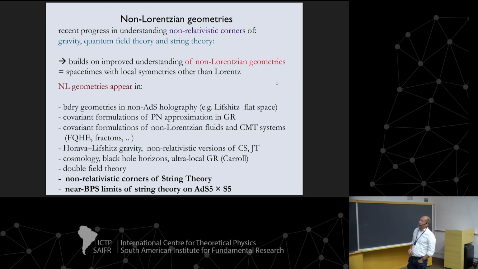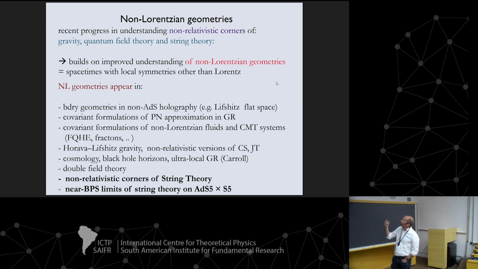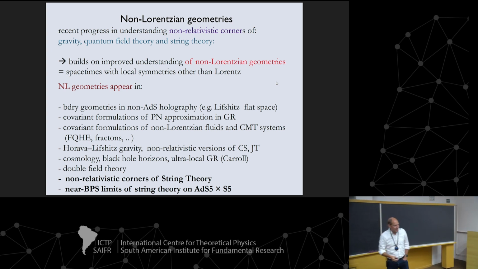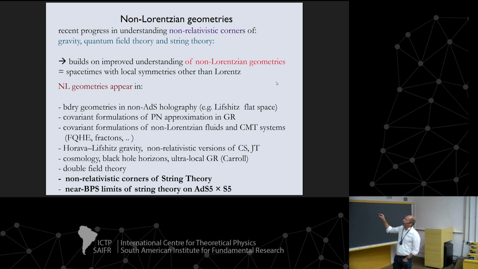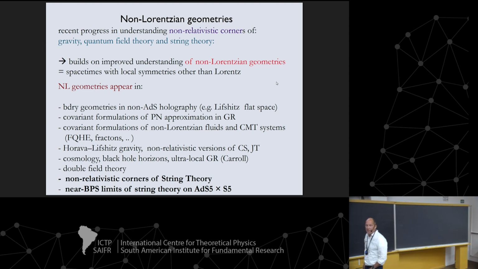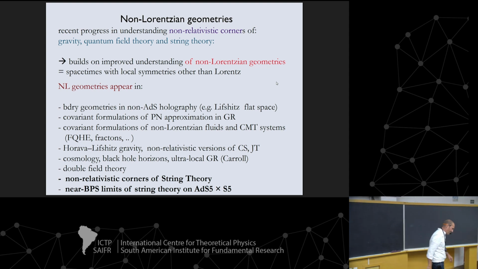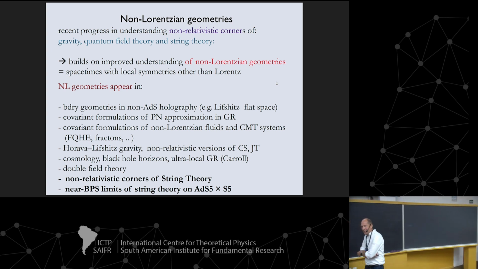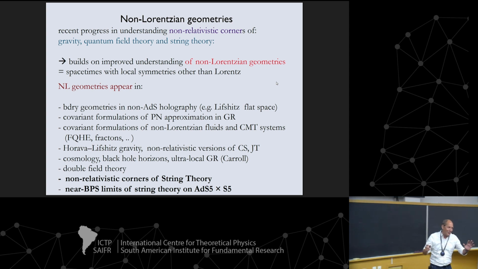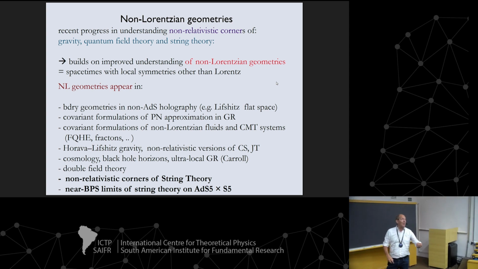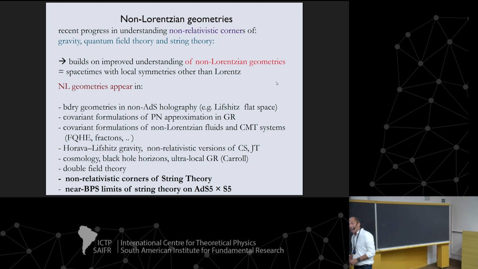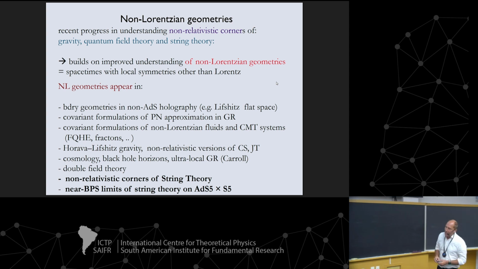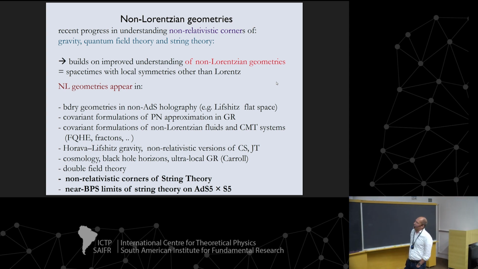Actually, there is a lot of recent progress in understanding non-relativistic corners more generally of gravity, quantum field theory, and string theory. Much of the recent progress builds on an improved understanding of the geometric picture behind it, which goes under the general name non-Lorentzian geometries. You should always be careful with names that have a non, but it roughly means spacetimes with local symmetries other than the Lorentz symmetry that we all know and which underlies Riemannian geometry. And there's a whole slew of applications of non-Lorentzian geometries.